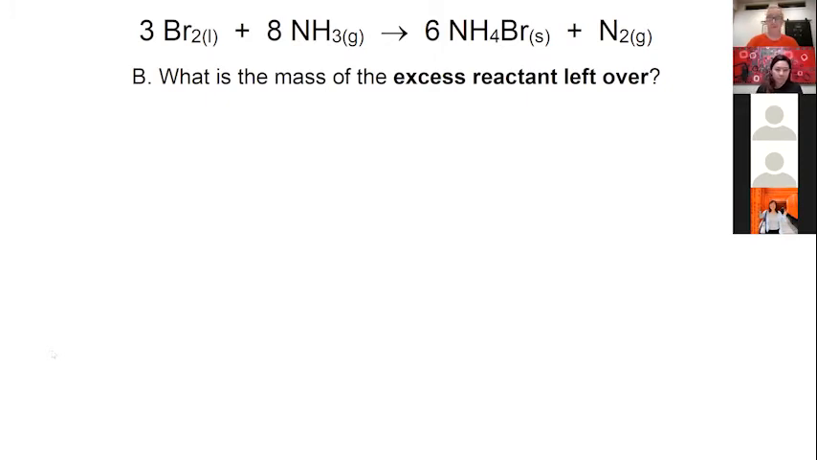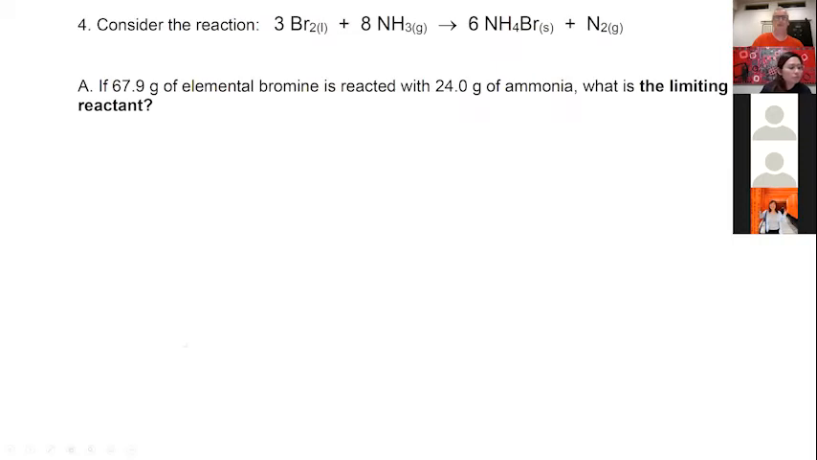I actually didn't balance the equation properly. Let me go back. Yeah, let's start over because I screwed up the original. All right, so let's go back one. Can I go back one? There we go. All right. So that much, I messed up the equation. I balanced it wrong. That's how I screwed up mine. So 67.9. I just want to double check and make sure everything is balanced now. Yeah, okay.